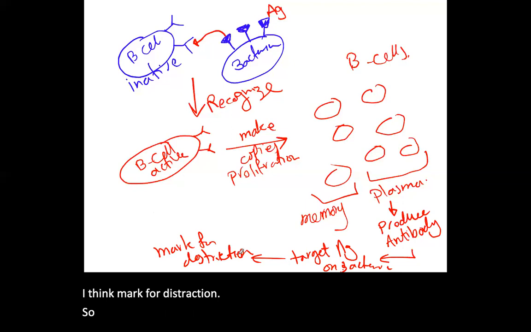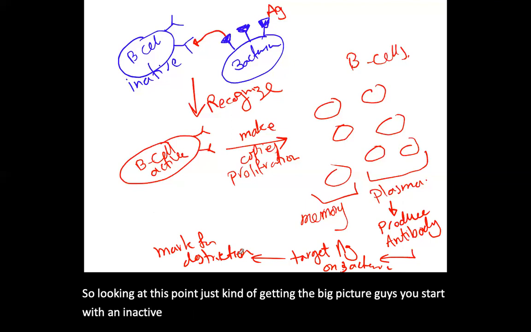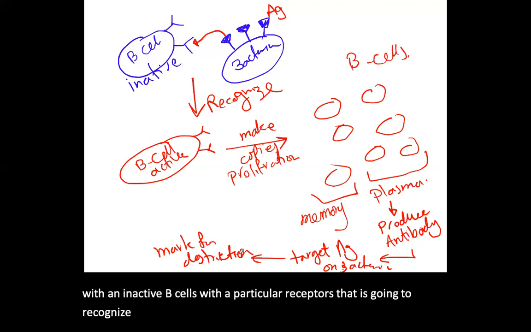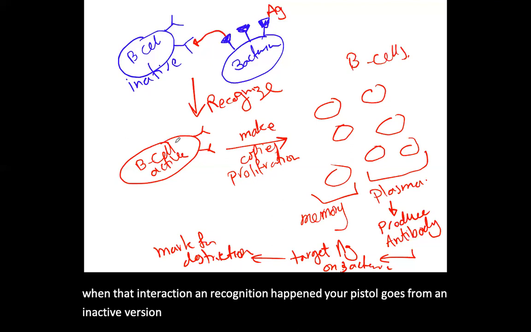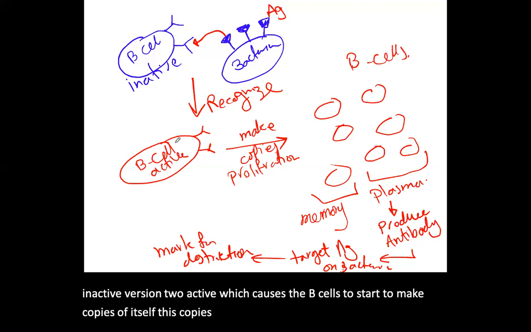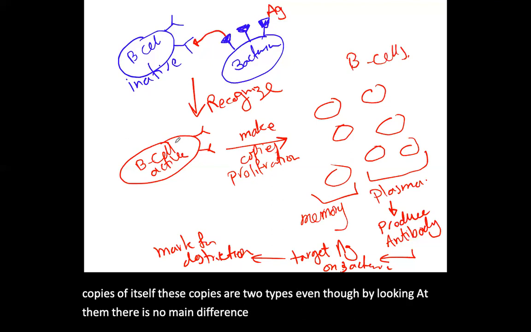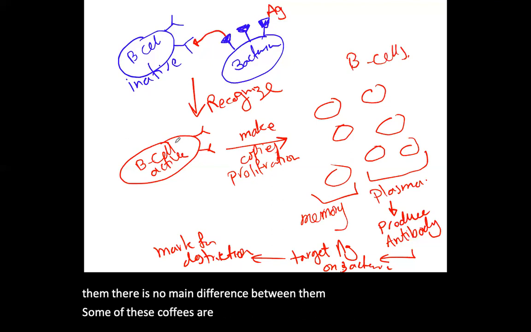Looking at this point, just getting the big picture, guys. You start with an inactive B cell with a particular receptor that is going to recognize a specific antigen on a pathogen, let's say your bacteria. When that interaction and recognition happen, your B cell goes from an inactive version to active, which causes the B cells to start to make copies of itself. These copies are two types, even though by looking at them, there is no main difference between them. Some of these copies are identified as memory cells, and some are identified as plasma cells.